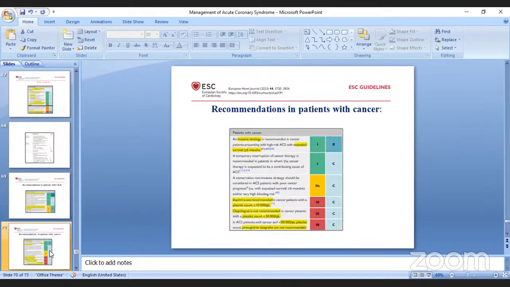In case of patients with cancer, the invasive strategy is recommended only if the expected survival is more than 6 months. And in case of patients with a high bleeding risk or expected survival of less than 6 months, a conservative non-invasive strategy should be considered. Aspirin is not recommended if the platelet count is less than 10,000. Clopidogrel is not recommended if the counts are less than 30,000. And prasugrel or ticagrelor is not recommended if the counts are less than 50,000.